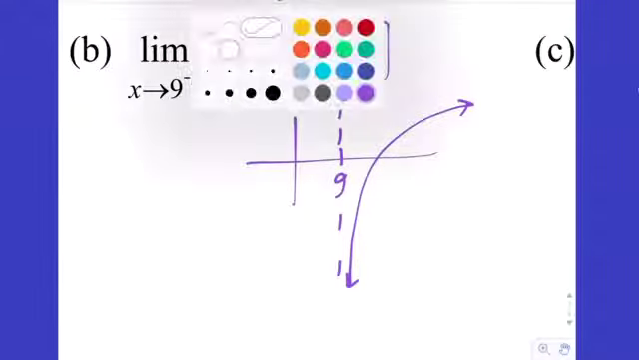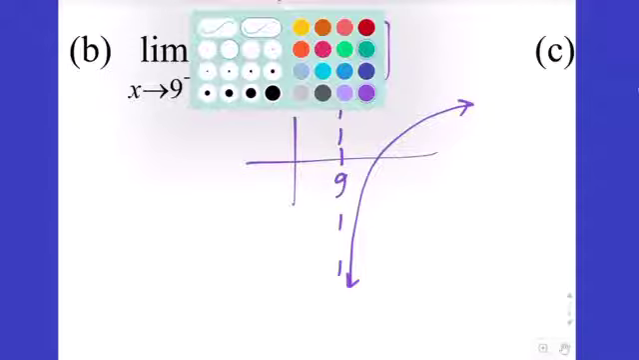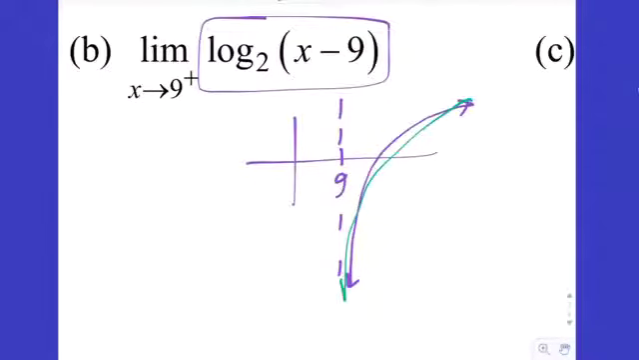What would be the limit then as we approach 9 from the right-hand side? Negative infinity, right? Negative infinity. Or DNE. Negative infinity is better. So that's how you do it with the graph.